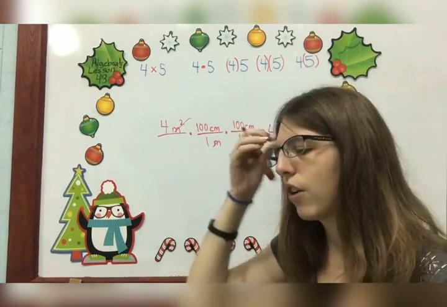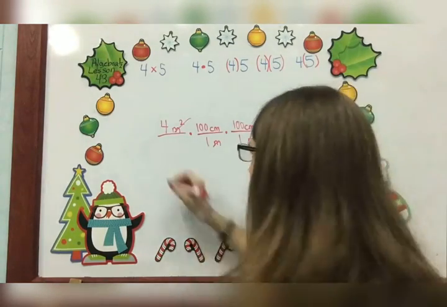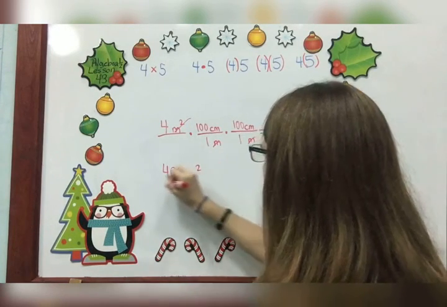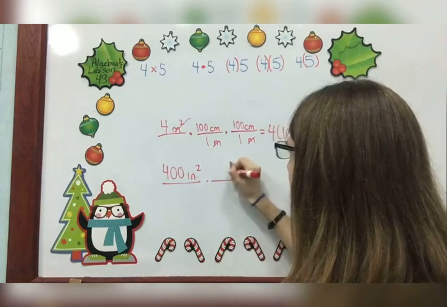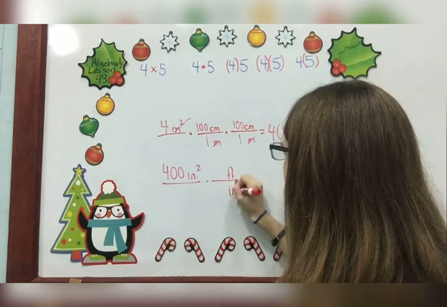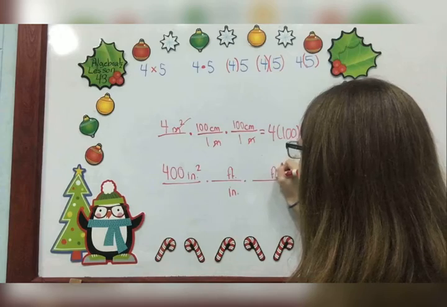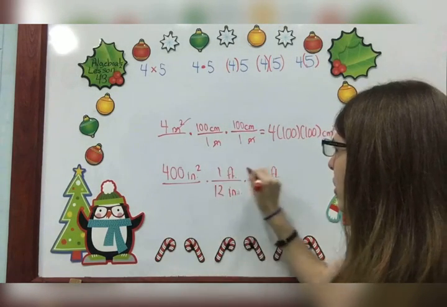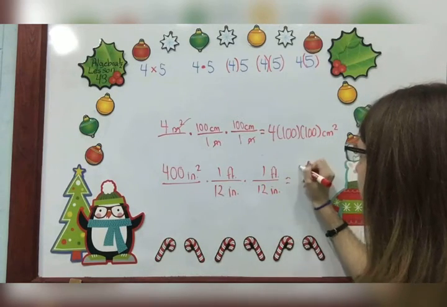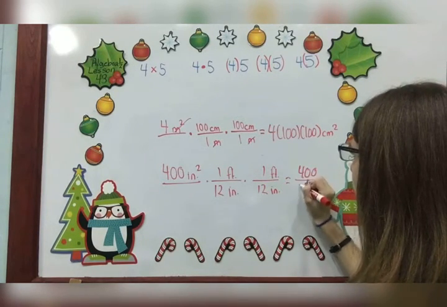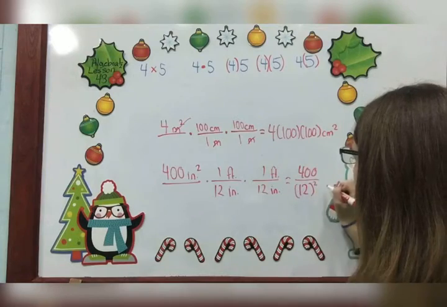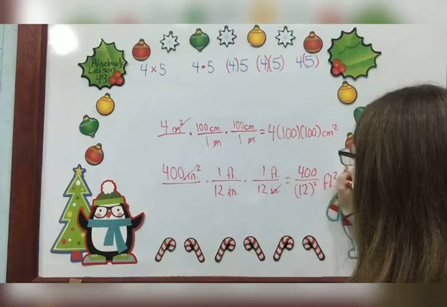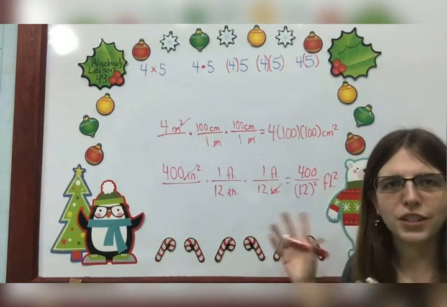All right, we want to convert 400 square inches to square feet. So 400 inches squared, we're going to feet from inches. All right, I know that I have 12 inches in a foot, so that means I have 400 over, I'm going to do just 12 squared. My inches canceled out, so I have 400 over 12 squared feet squared.